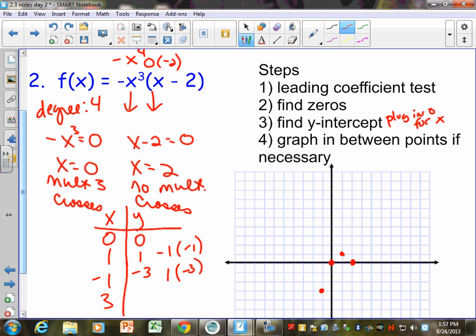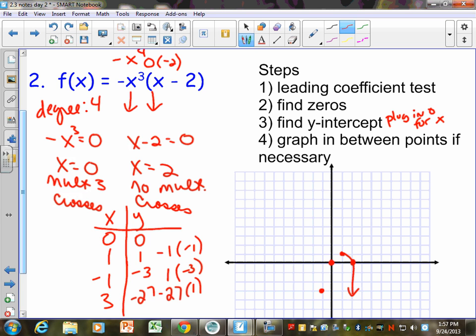If I go on the other side where there's no multiplicity, look what happens when I plug 3 in. 3 to the third is 27, but that negative in front makes negative 27. 3 minus 2 is 1. So that's negative 27. I'm not going to graph negative 27, but that means on this side, it's going to go down pretty quickly. So on this side, I'm going to make it go pretty much straight down. Not quite. I kind of went a little crazy there.